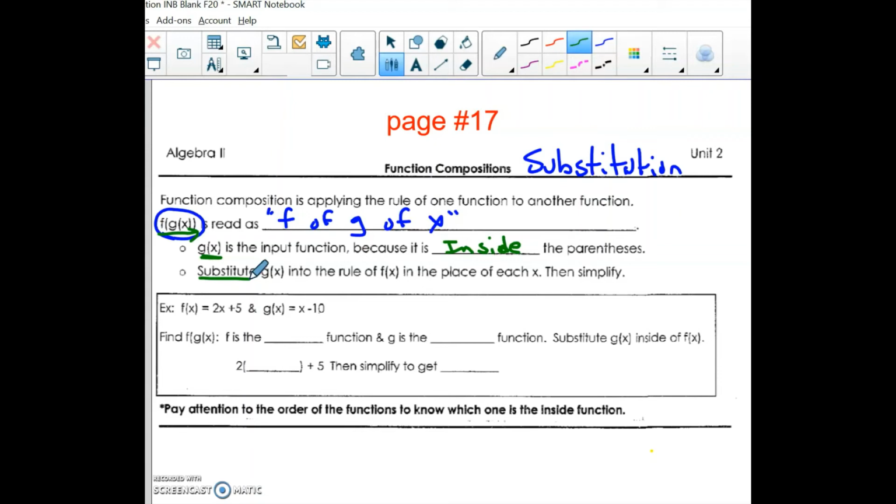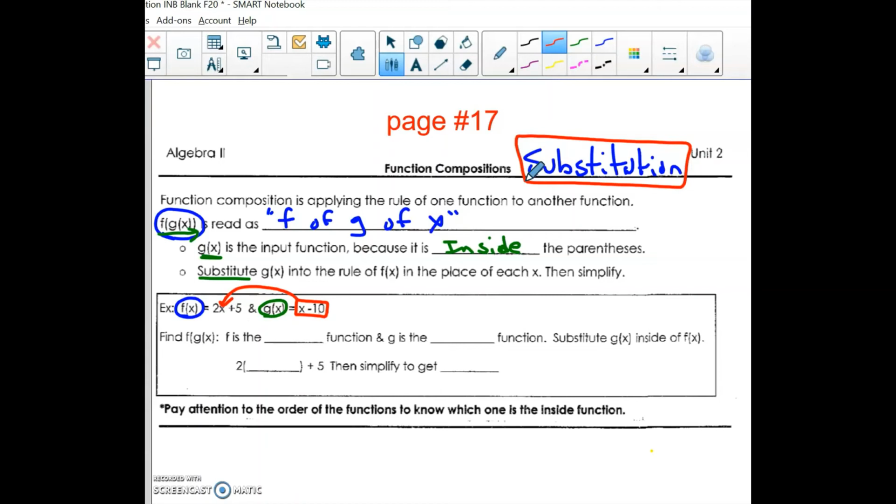So basically, it looks like this. You've got two functions. You've got an f function, which we've been using blue, and you have a g function, which we've been using green. So f of g of x is going to take the g function and put it inside of the x of the other function. Remember that we're talking about substitution here. So we're replacing one function inside the other function.